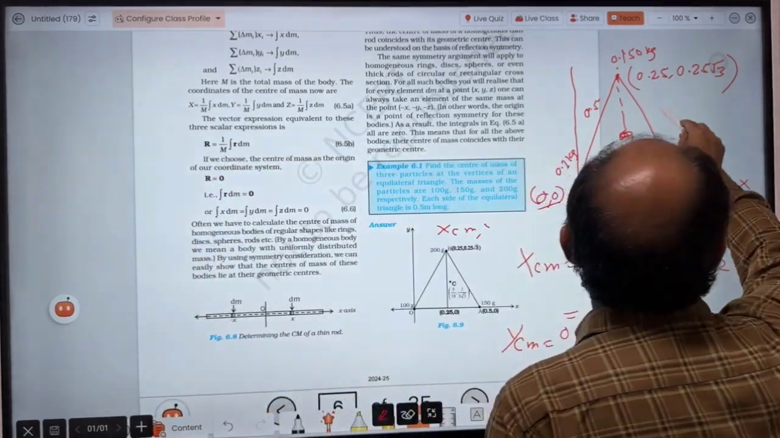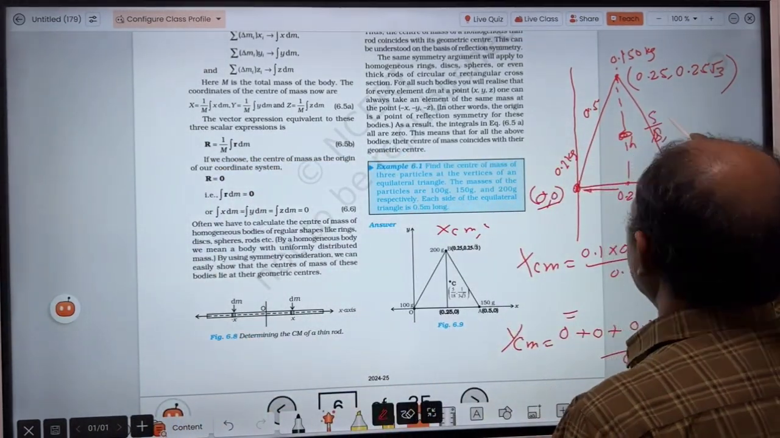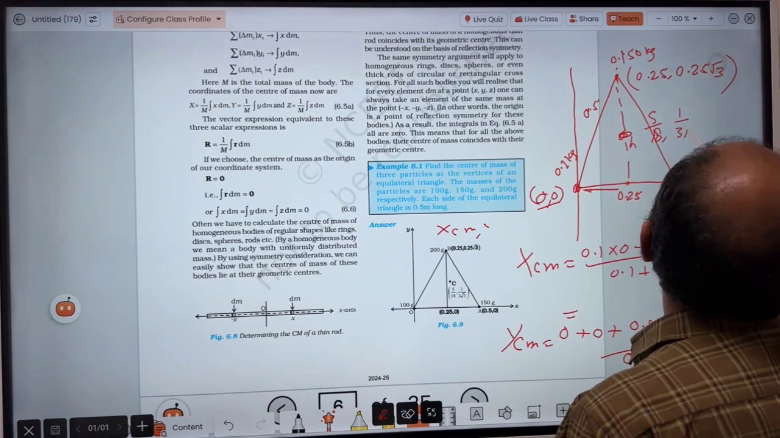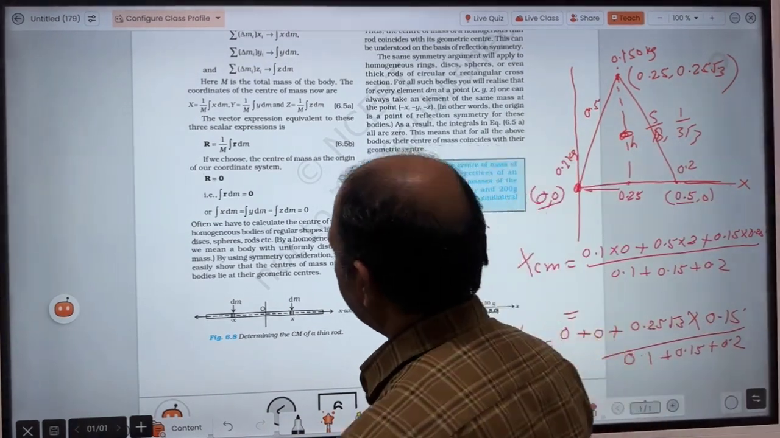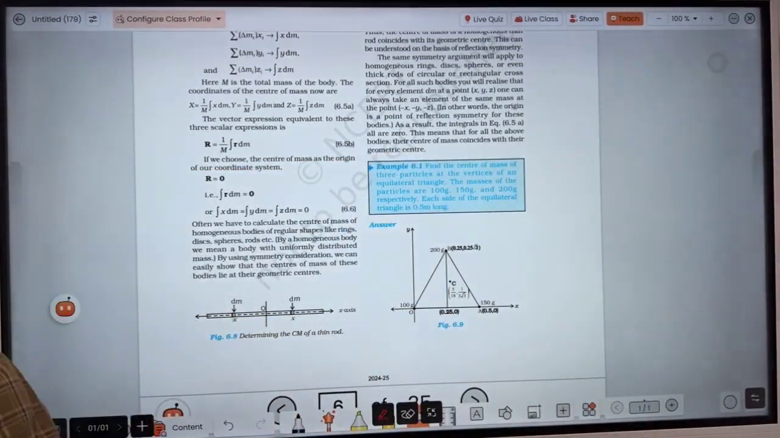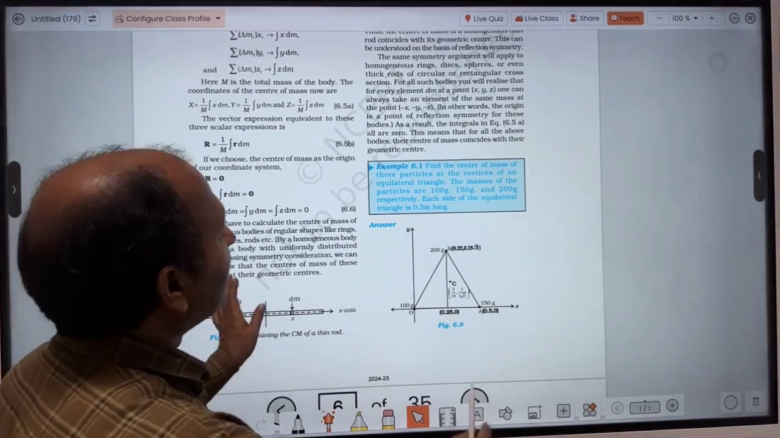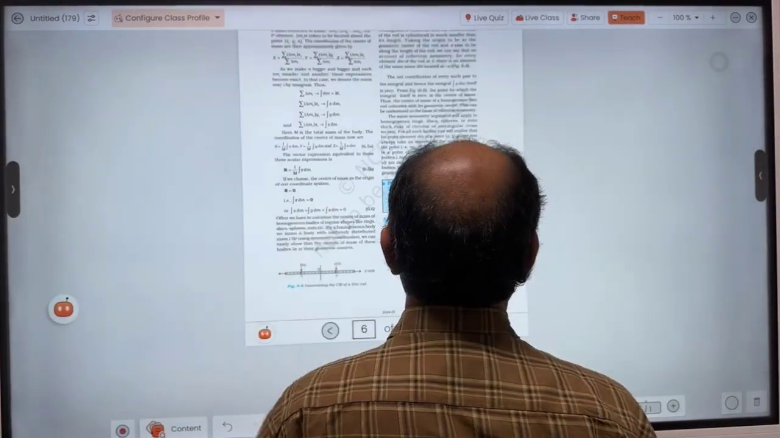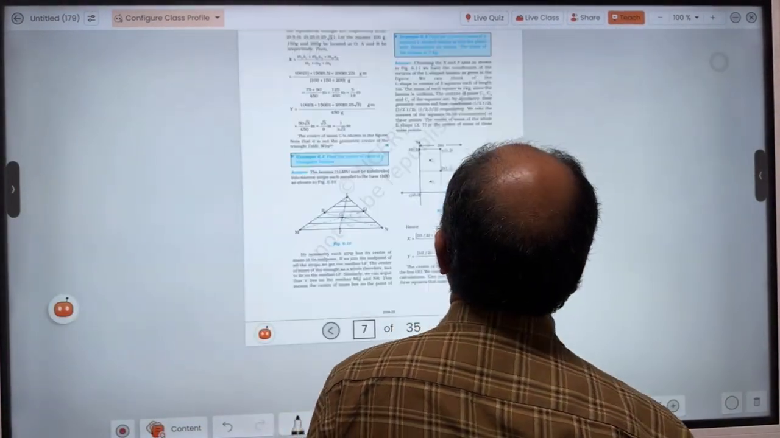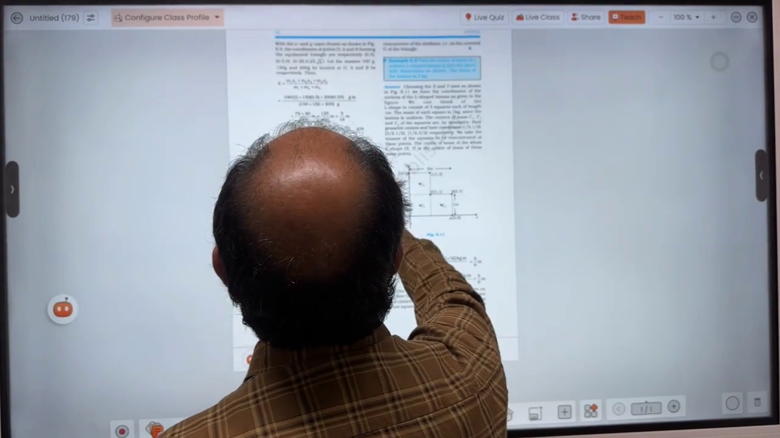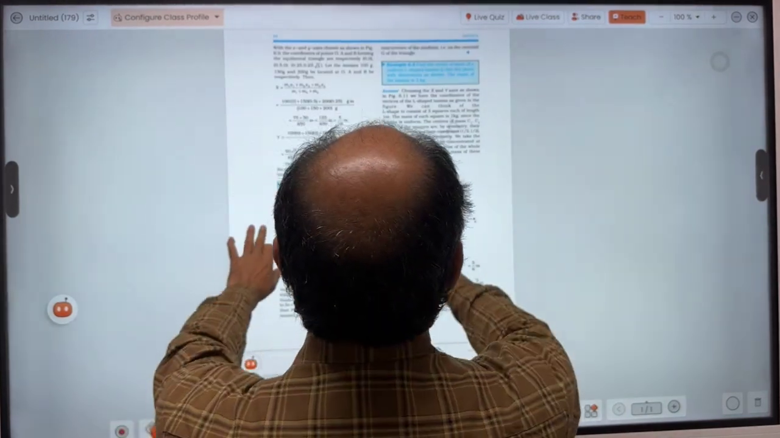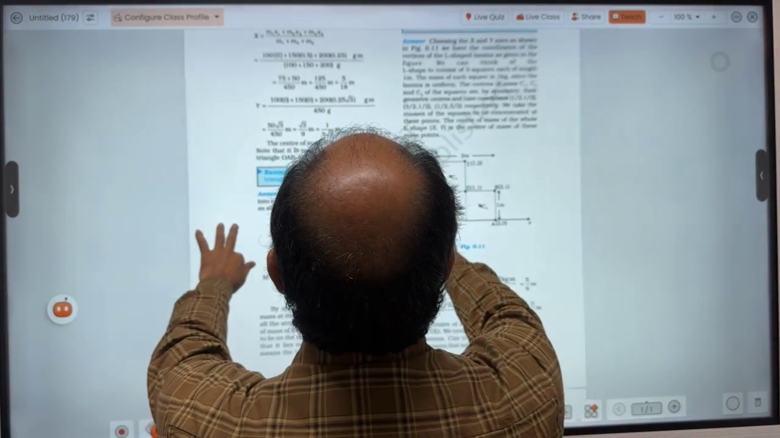So that will come out to be 5 by 18 after evaluation, and the second one will come out to be 3 root 3. So I think you have understood how to evaluate the position of center of mass. Now we are going to see another question.